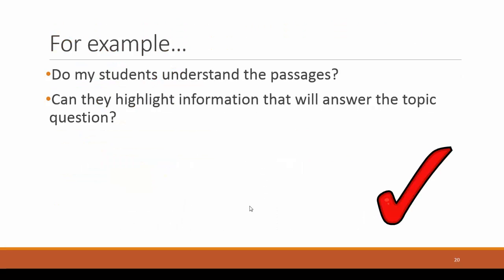Again, as a teacher, how can you check for student understanding? Ask yourself, do my students understand the passages? Can they highlight information that will answer the topic question? You might consider asking students to summarize each passage and then look at them in light of their connection to the prompt. Check and review that students have highlighted information that relates to the prompt, not just general highlighting to help remember the text.